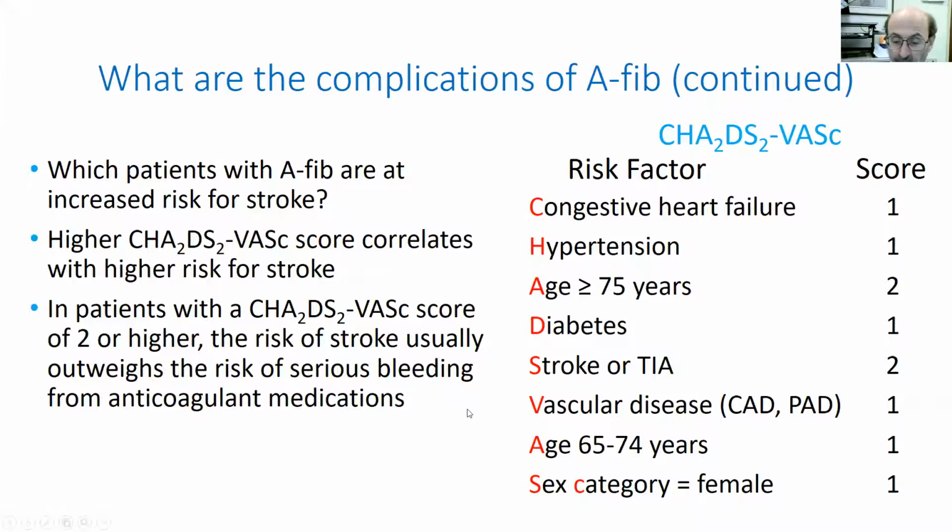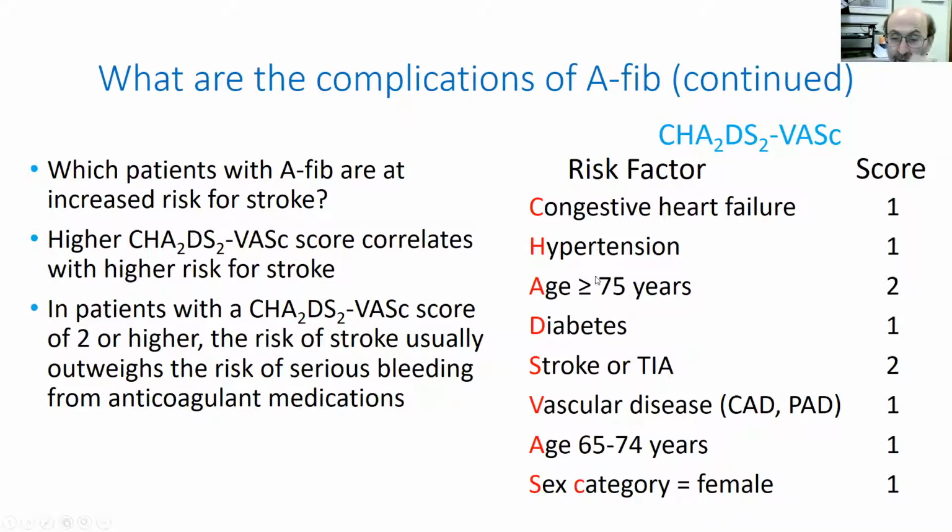If you have all of these risk factors, a score of 9, that would give roughly a risk of stroke of 10 to 15% per year if something is not done to try to prevent strokes from occurring. So over 5 years, it'd be about a 50-50 chance of having a stroke. And in patients with a CHADS-2 score of 2 or more, the risk of stroke usually outweighs the risk of serious bleeding from anti-clot medications, and I'll talk more about that.